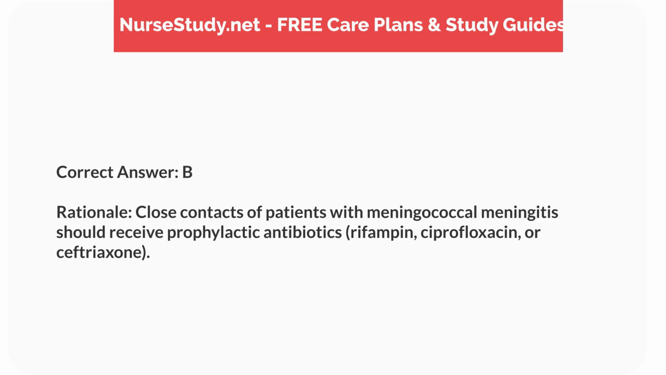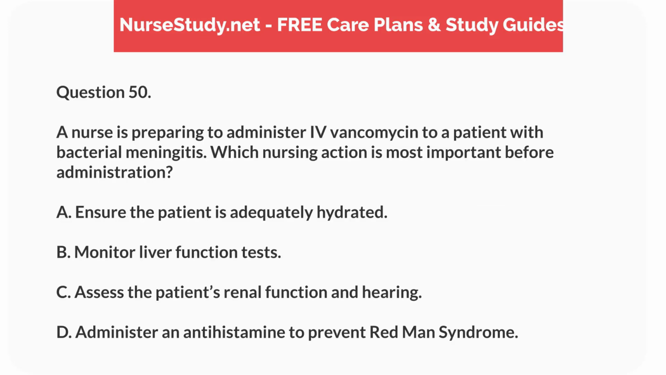Correct answer, B. Rationale: close contacts of patients with meningococcal meningitis should receive prophylactic antibiotics, rifampin, ciprofloxacin, or ceftriaxone. Question 50. A nurse is preparing to administer IV vancomycin to a patient with bacterial meningitis. Which nursing action is most important before administration?